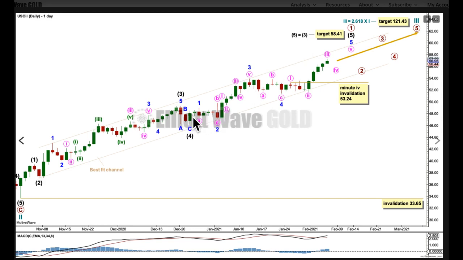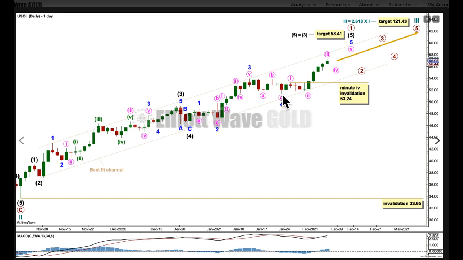Within intermediate 5, 1, 2, 3, 4, 5, and minor 5 looks like it may be extending. 1, 2, 3, 4 may not move into wave 1 price territory, and then 5 should unfold.